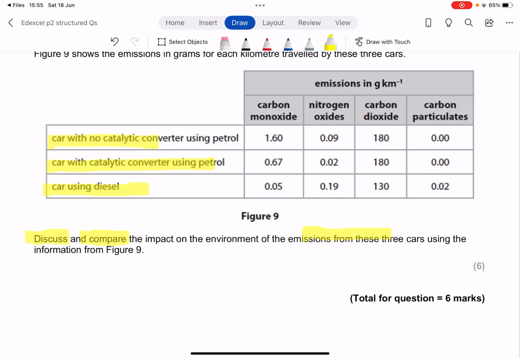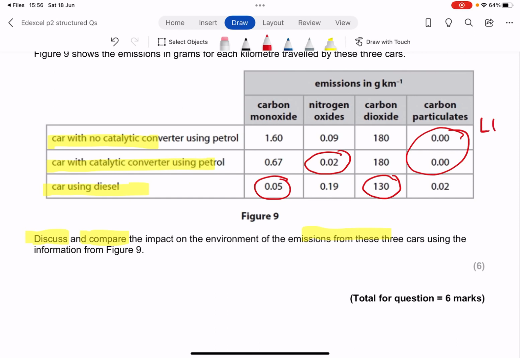For example, diesel produces less carbon monoxide. The car with a catalytic converter using petrol releases the least nitrogen monoxide. Diesel releases the least carbon dioxide. Petrol cars release no carbon particulates. So we're not really saying which is the best one. We're actually just analyzing and comparing and contrasting. So that for me simply would get you at least level 1, 2 marks.